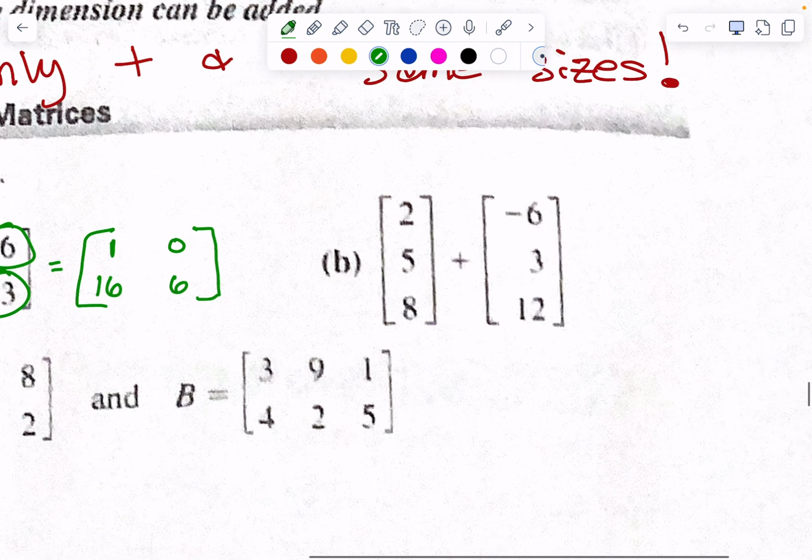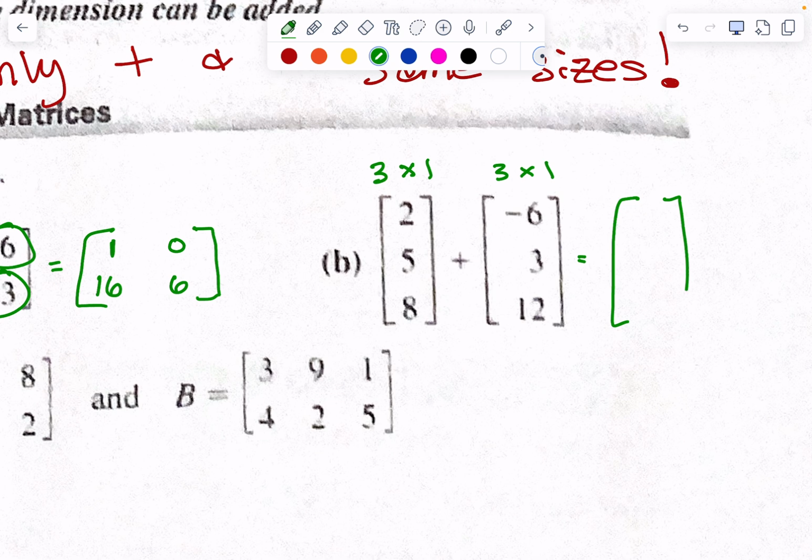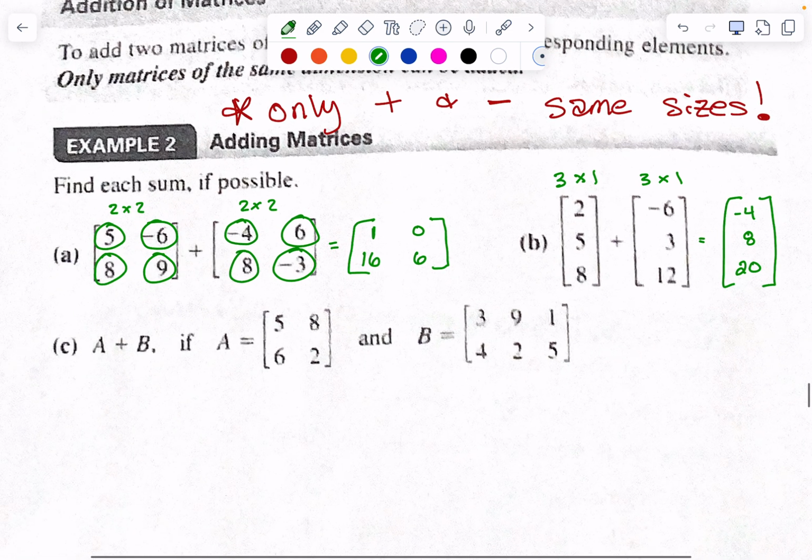Okay, B. Can I add those two together? Yeah. What size is he? He is a 3x1. Each one of those is a 3x1. We're adding them, and I'm going to end up with another 3x1. 2 plus -6 is -4, 5 plus 3 is 8, 8 plus 12 is 20. There's that matrix.